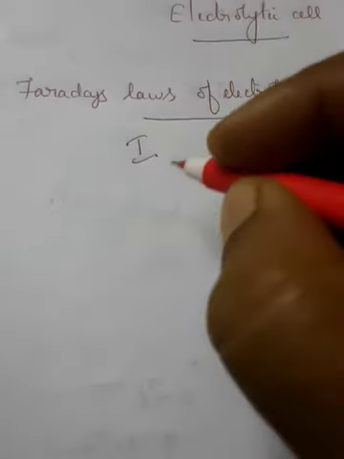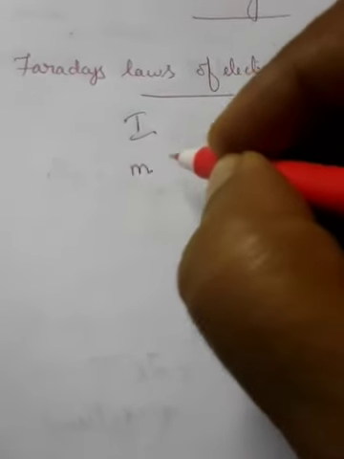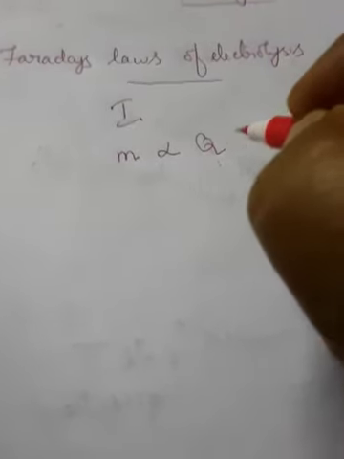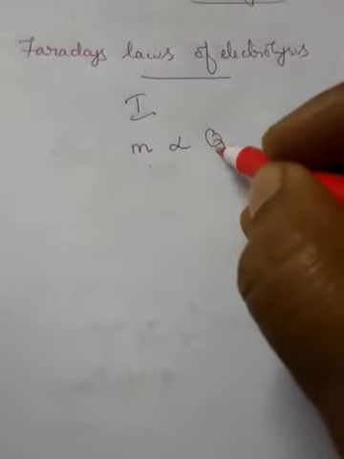Now we are going to learn about Faraday's laws of electrolysis. Faraday's law divides into two laws: first law and second law. Faraday's first law: the mass of the substance liberated at an electrode during electrolysis is directly proportional to the quantity of charge passed through the cell, that is, M is directly proportional to Q.